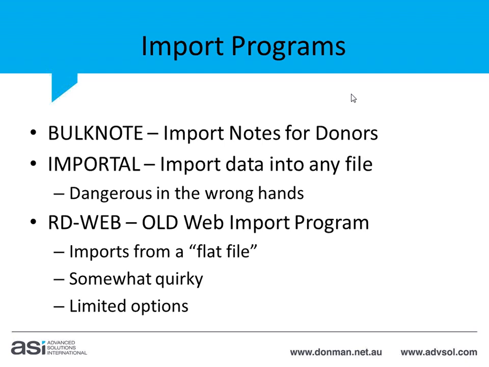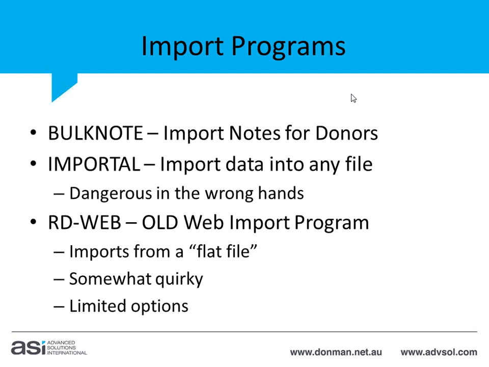The first one I'll have a look at is the bulk note program, so that if you want to import different notes for different people, you can set up a text file to do that. After that, I'll have a look at the Import All program, which allows you to create records in any file in Donman, but as it says on here, it's a very dangerous program. And I'll also talk about the old Read Web program. Gary's just finished talking about the Read Web program for our current files, but I'll also go through the old one because under some circumstances that can be quite useful.